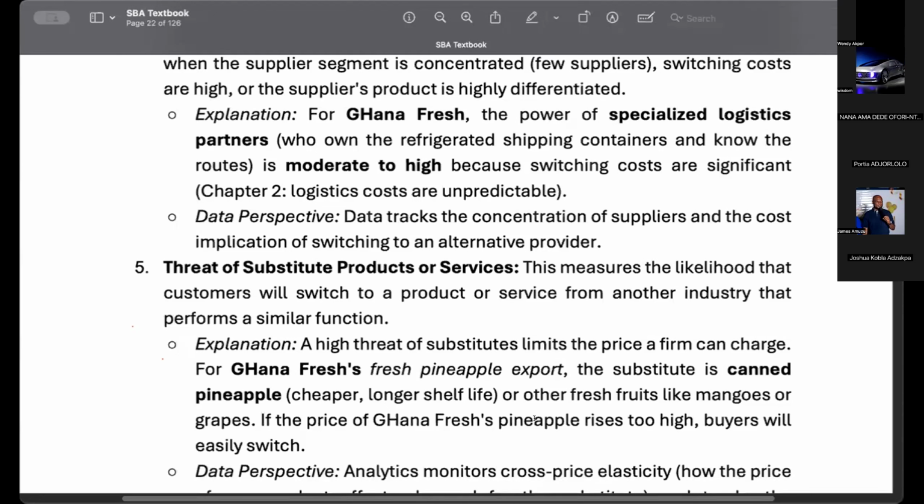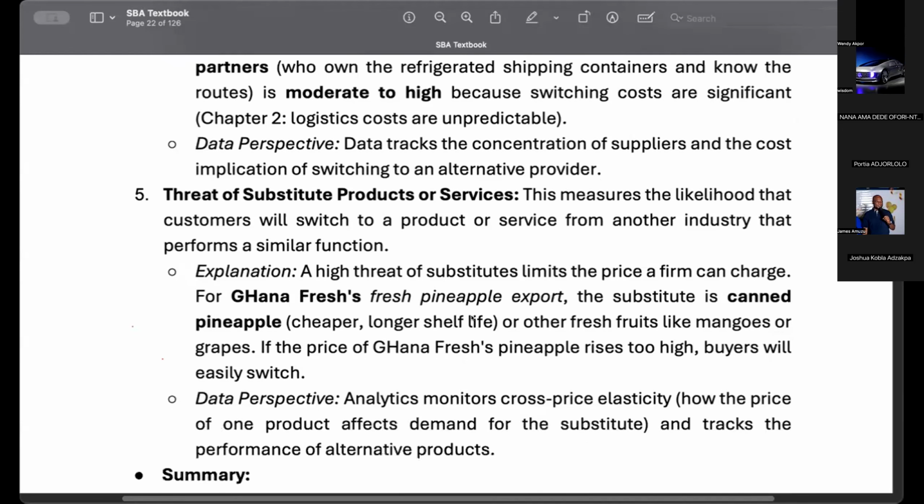Okay. So in a data environment, I will say it is important that a data analyst like you can monitor price and price elasticity. How does the price go up and down? And how does the demand for one product affect the other? Let me give an example.